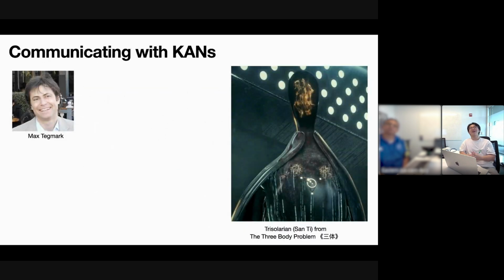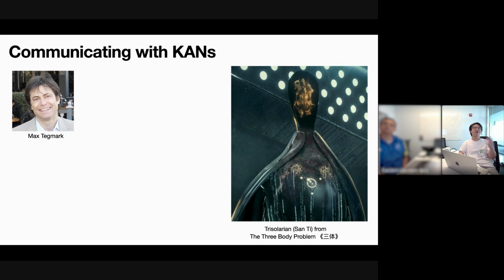So more pictorially, as I said, KANs are like aliens, but luckily we can communicate with them. This is like how in the Netflix series Three-Body Problem, the Trisolarans communicate with each other: their brains are totally transparent. So they have no secrets to hide. You can basically understand everything by just reading their minds.